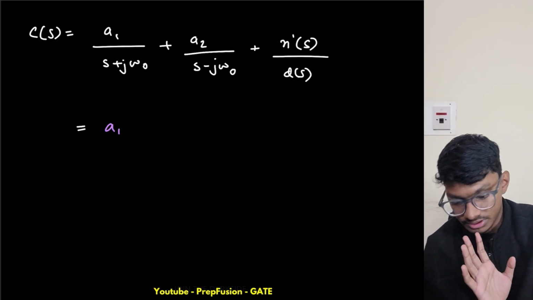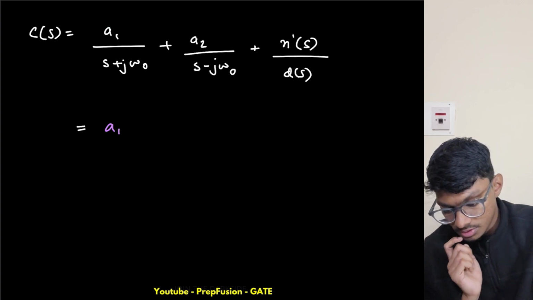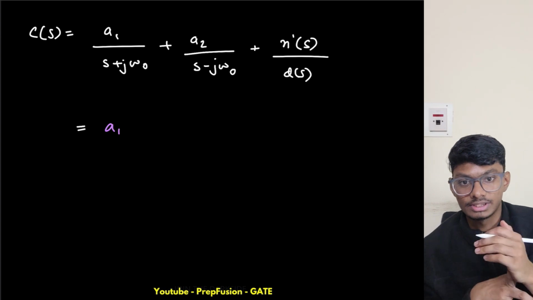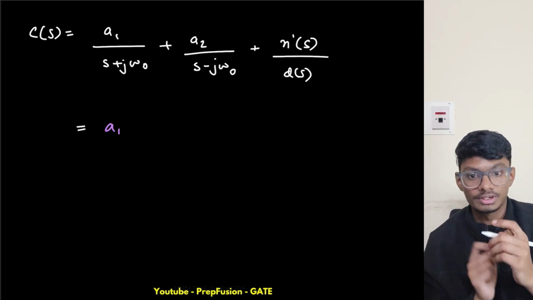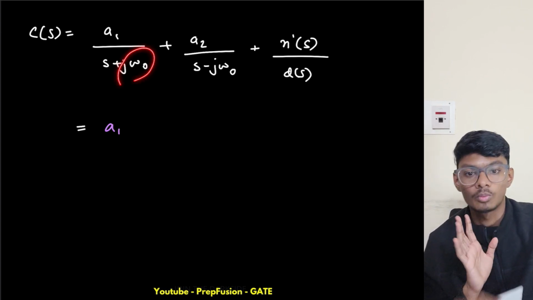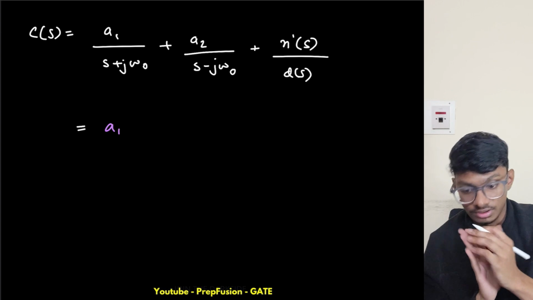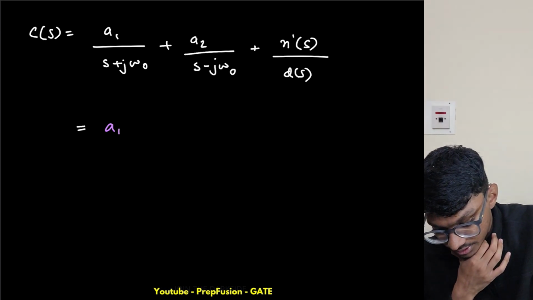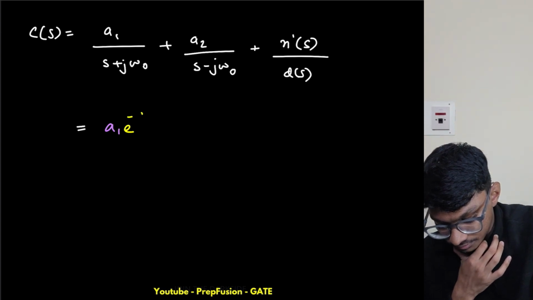E1 will remain outside. This is a constant, not a function of s. Okay, so what is the Laplace transform of s plus a? What is the Laplace transform of s plus a? It is e raised to power minus at. But here instead of a I have j omega naught, so it will be e raised to power minus j omega naught t. Okay, so do keep that in mind. So it is e raised to power minus j omega naught t.